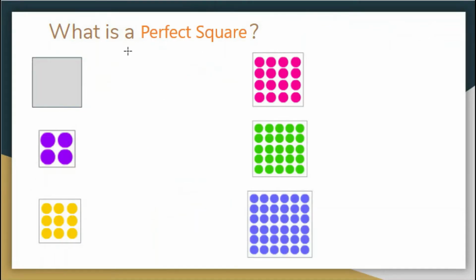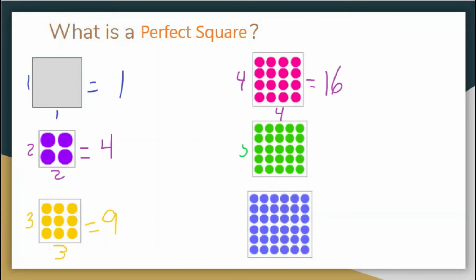Alright, so let's look at some perfect squares, some examples. This first one here, I can see it's a 1 unit by 1 unit square. So that would be 1 times 1, or 1 squared, which gives us 1. My next example, I have a 2 by 2 square. 1, 2, 1, 2. 2 times 2, or 2 squared, gives me 4. So 4 is a perfect square. On my next example, I have a 3 by 3. 3 times 3, or 3 squared, gives me 9. So 9 is a perfect square. My next example, I have a 4 by 4, or 4 squared, which we already did, which was 16. So 16 is a perfect square.